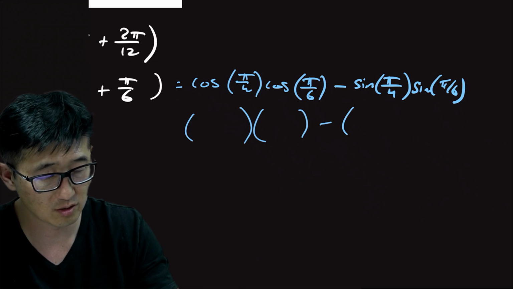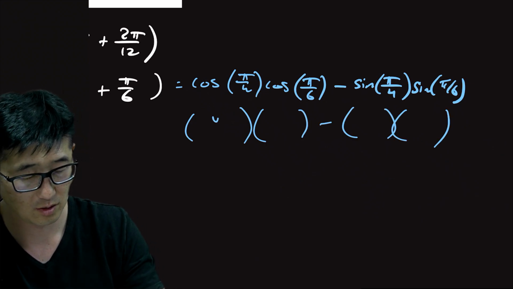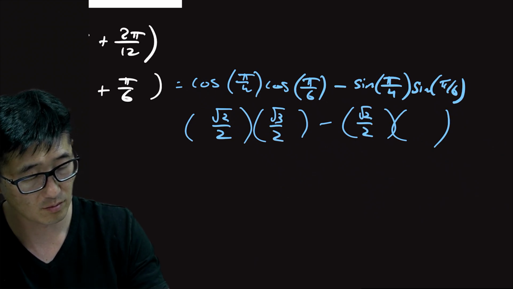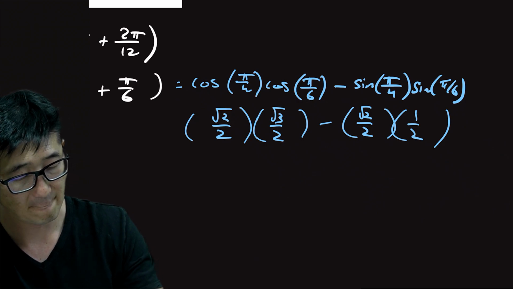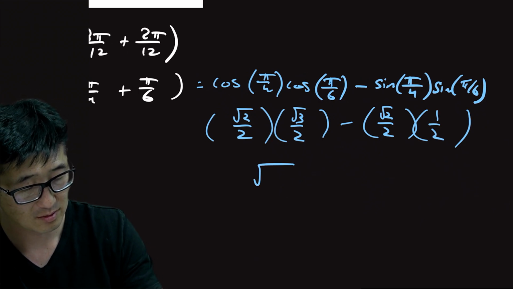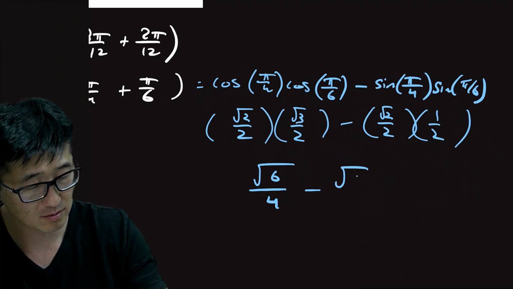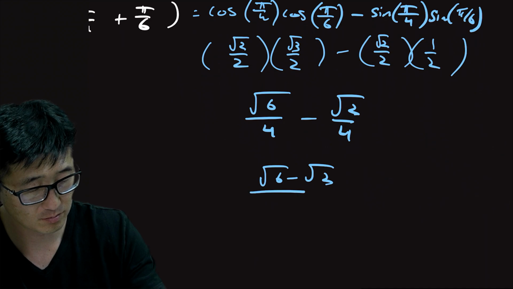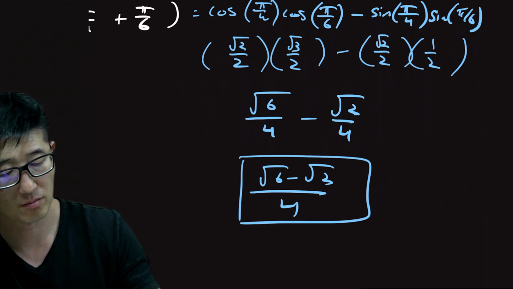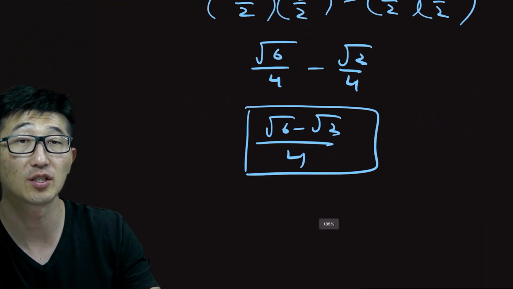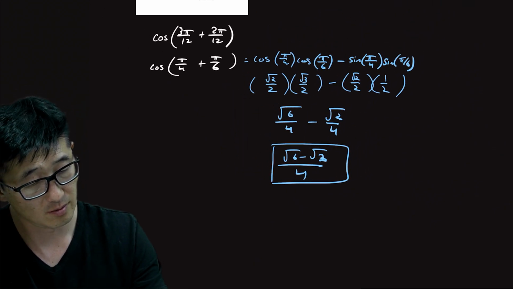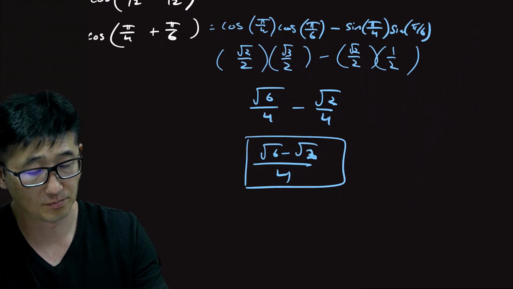Now, list it out. What's each one here? Radical 2 over 2 times radical 3 over 2, minus radical 2 over 2 times 1/2. And then radical 6 over 4 minus radical 2 over 4. Radical 6 minus radical 2 over 4. Okay. Did you get that? Yep.